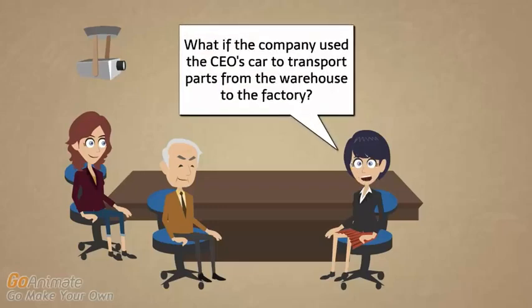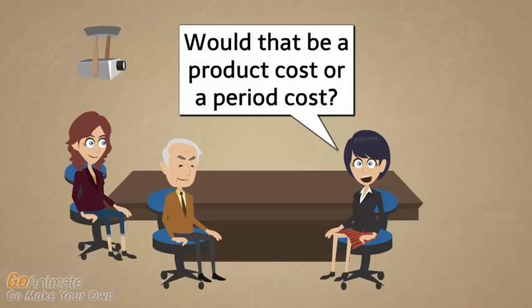What if the company used the CEO's car to transport parts from the warehouse to the factory? Would that be a product cost or a period cost? In the highly unusual example where a CEO's car would be used to both transport parts to the warehouse and to transport the CEO to his golf game, you would have to take the cost of the CEO's car and split it between product cost and period costs. I'll actually come back to this topic when we talk about the income statement in a future video.